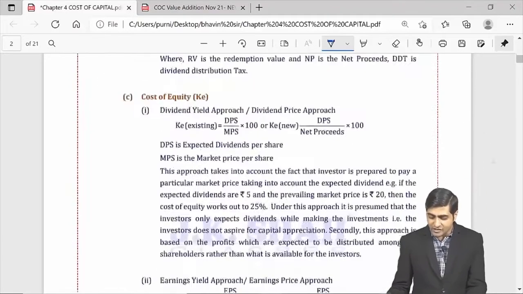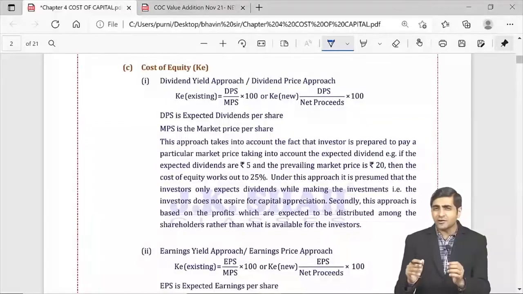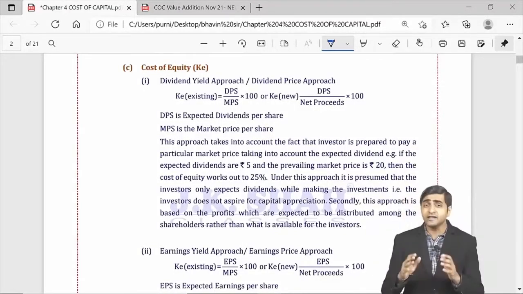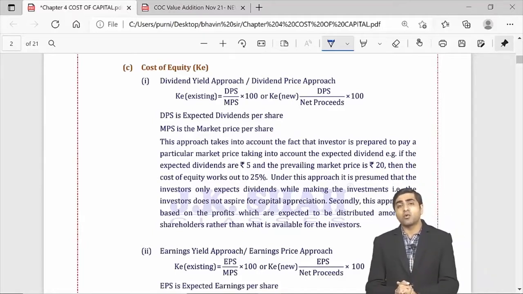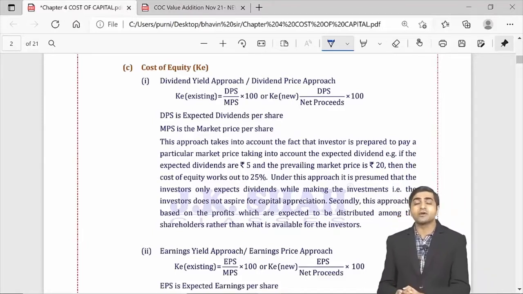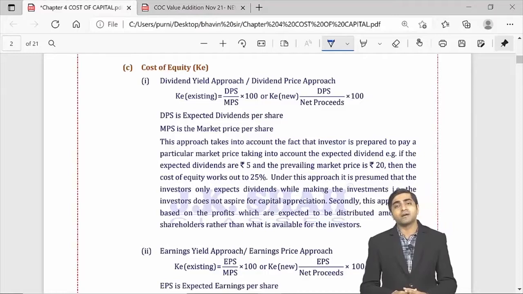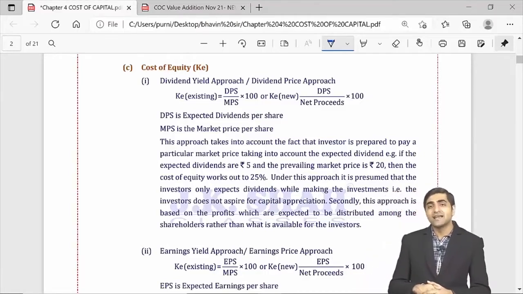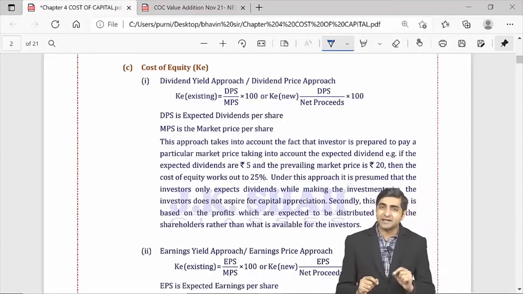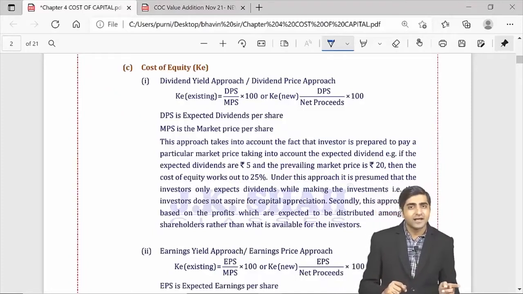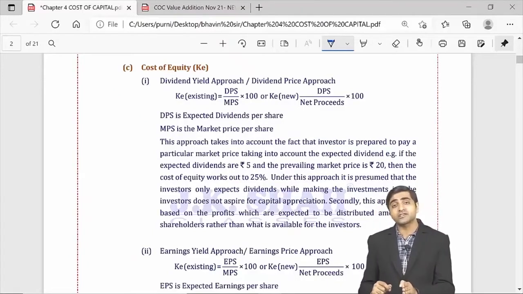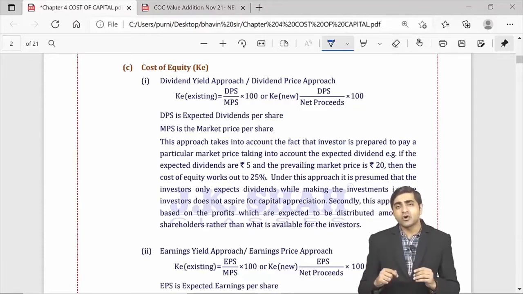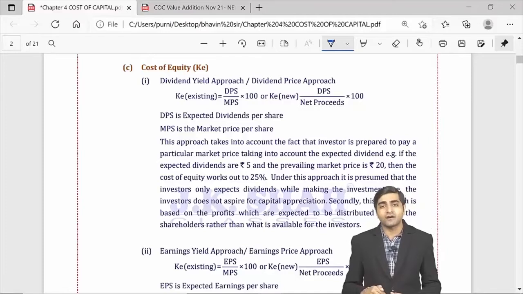Then my dear students, let's talk about KE. To calculate KE, you should have one basic objective in your mind: whatever will be the expectation of equity shareholders, that will become the cost for the company. So KE will be nothing but the expectations of equity shareholders, which will be treated as the cost of equity for the particular company. Okay. So how do you calculate the expectation of equity shareholders?